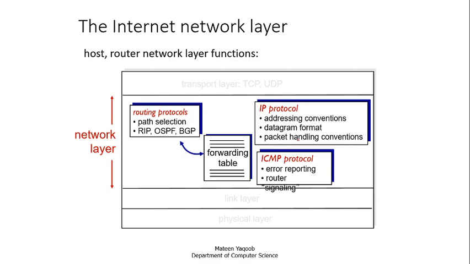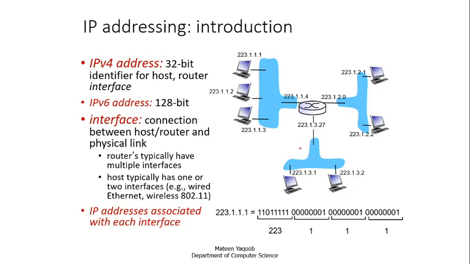Also, in order to report errors, apart from the UDP checksum or the TCP checksum, the network layer has an error reporting protocol called ICMP. It is basically used for signaling, and it is used at the router level. In today's lecture we will discuss only the IP protocol, how the addressing conventions work, how packets are handled, and the datagram formats. So let's begin our formal introduction to the IP address.